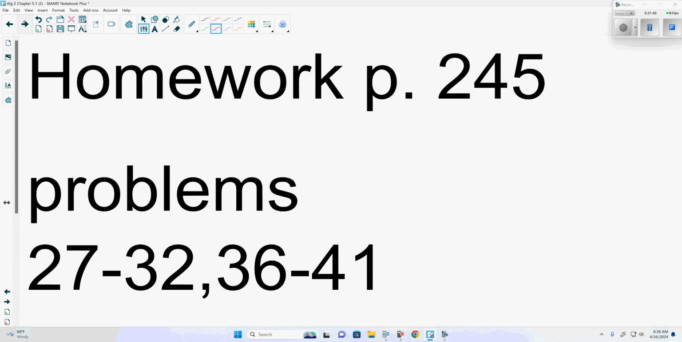Now we will have one of those little mini quizzes tomorrow over 2 with solving, 3 with simplifying, but same thing.